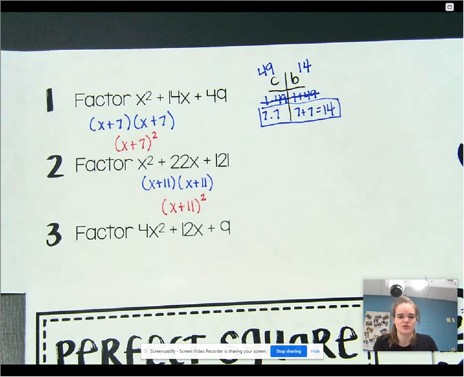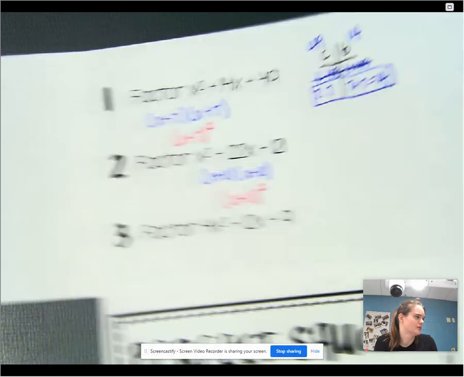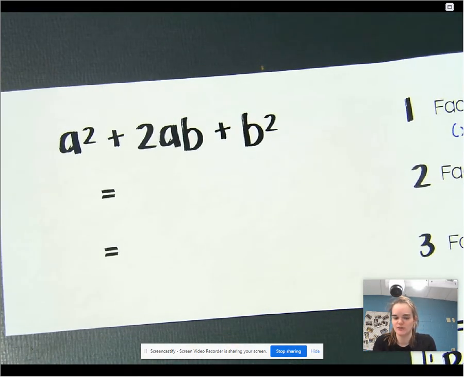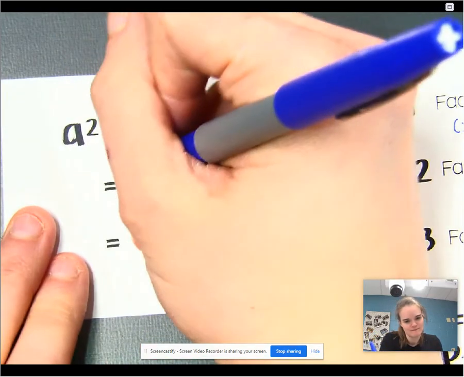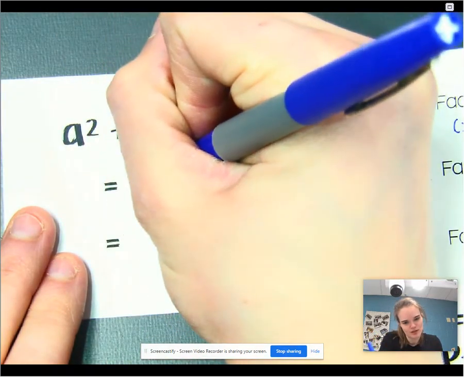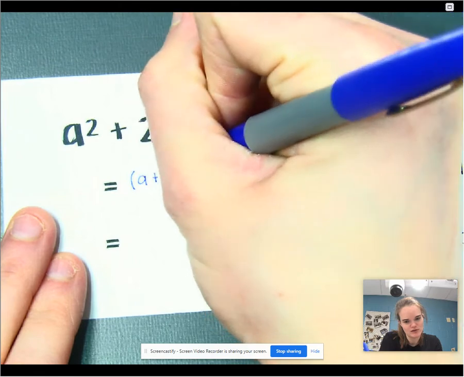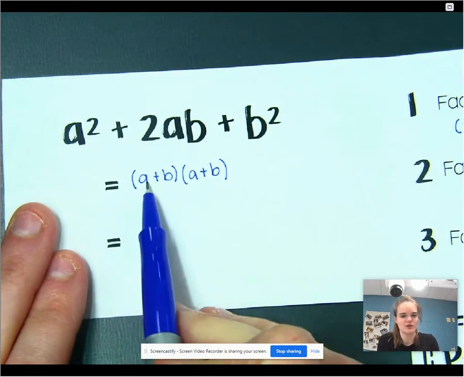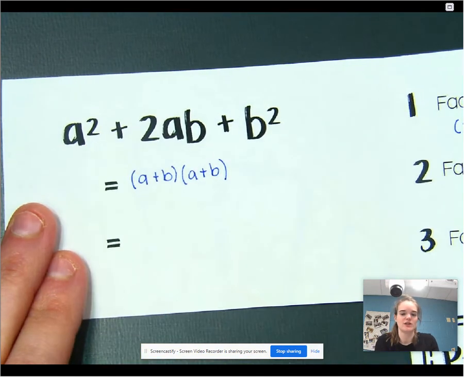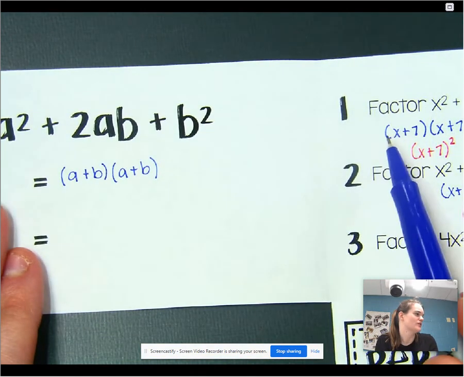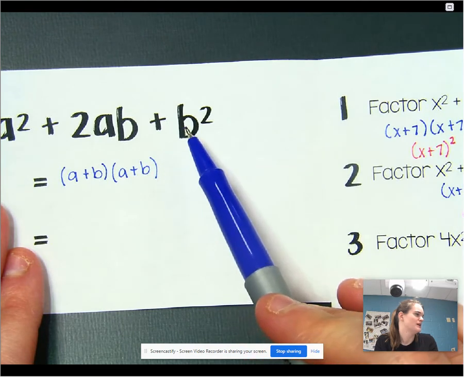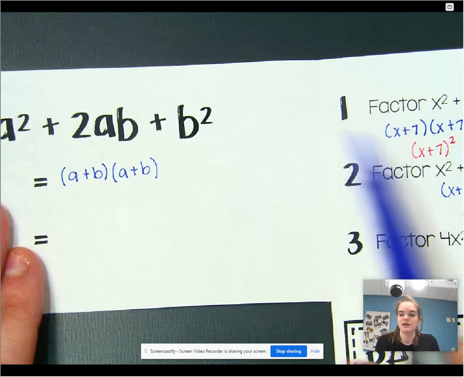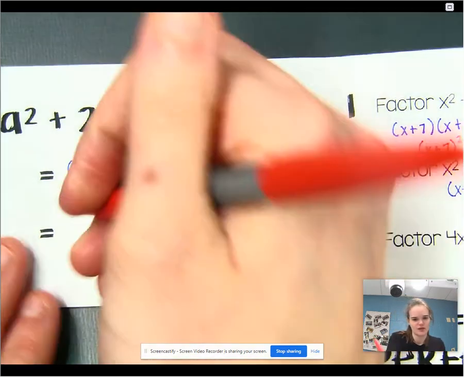Okay, so this is actually what's going on. We're going to talk about the rule, and we're going to do number 3. The rule is it's whatever the a value is plus the b value times the same thing, a plus b, which means to find what goes here, we take the square root. So in number 1, the square root of x squared is x. We take the square root of b. The square root of b, which was 49, is 7.